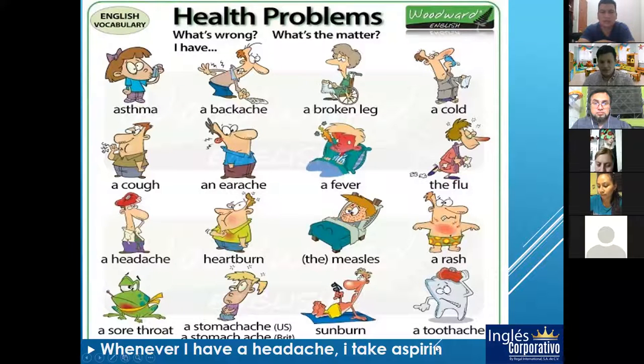Okay, in this case, basically what you have to do here is to say the health problem that you have, and then what you can do. For example, whenever I have a headache, I take an aspirin, right? Yes. Okay, very good. You can use all of these and build this type of sentences, right?